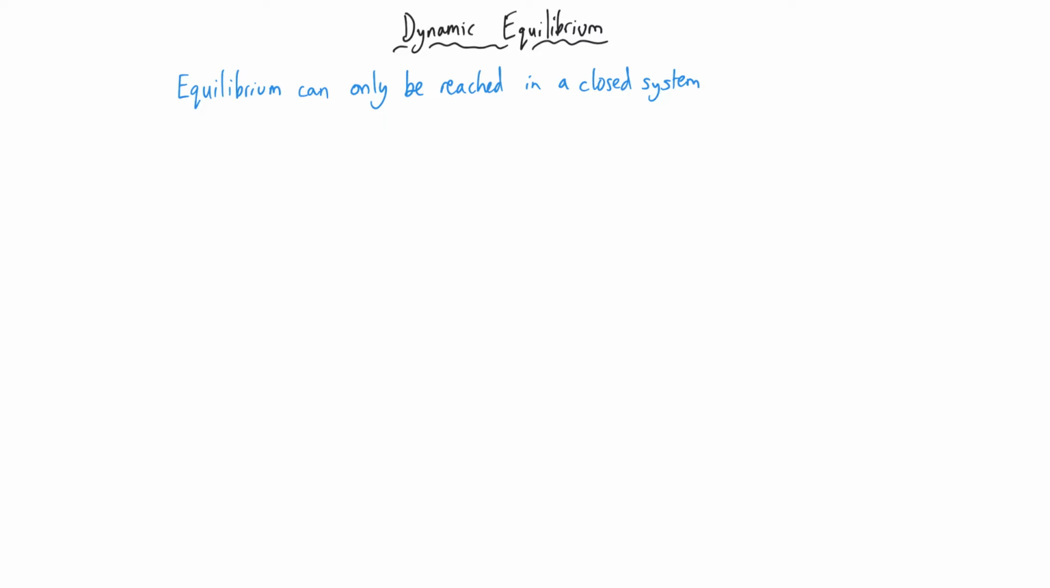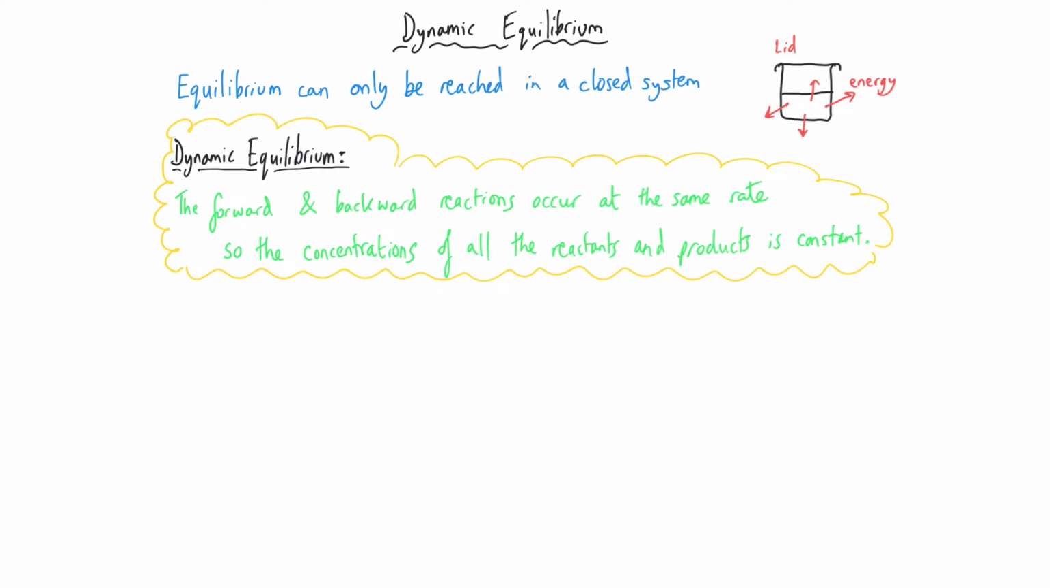Now, equilibrium can only be reached in what is known as a closed system. And if you remember from the energetics video, we discussed that that is where energy can be exchanged between the chemicals and the surroundings, but matter cannot. And that could be something as simple as just having a lid on a beaker, so no gases can go in or out. Reversible reactions are usually referred to as existing in a state of dynamic equilibrium.